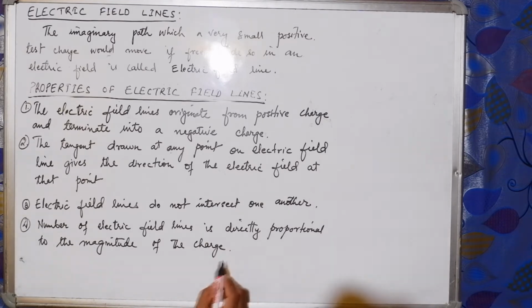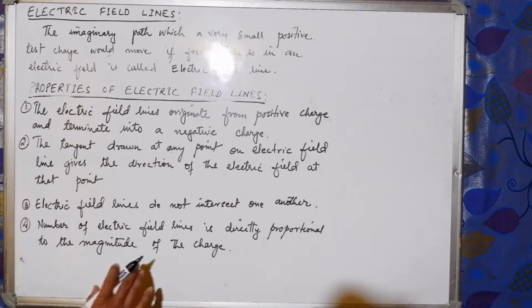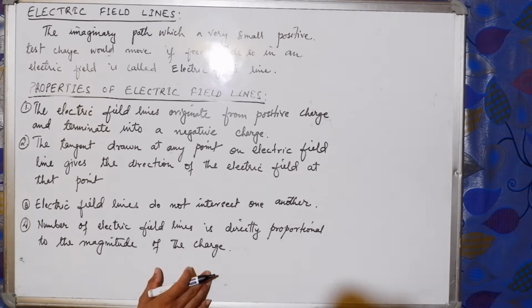Okay, so what does it mean? It means if the charge is very strong, the number of electric field lines will be larger, and if the charge is weak, that means the number of electric field lines coming from that charge also will be smaller.